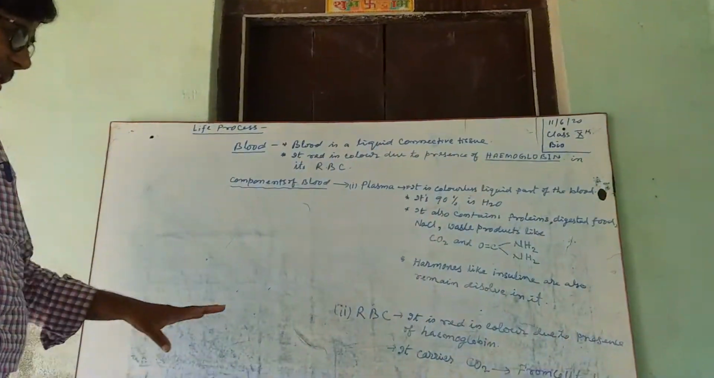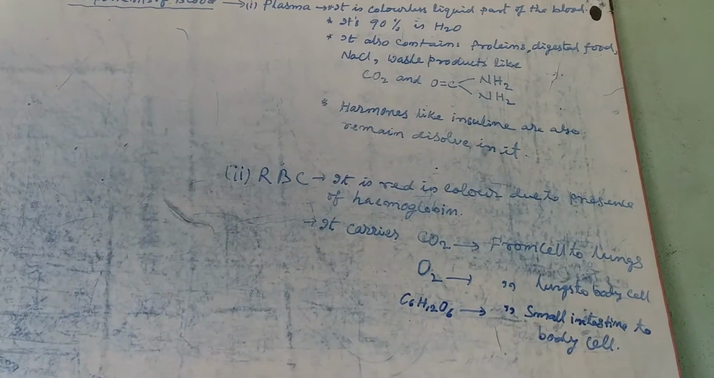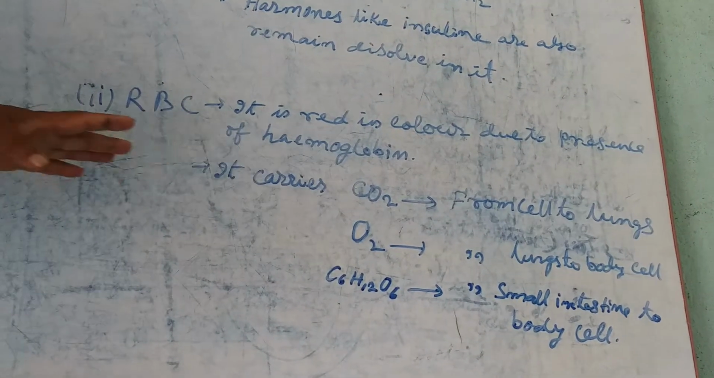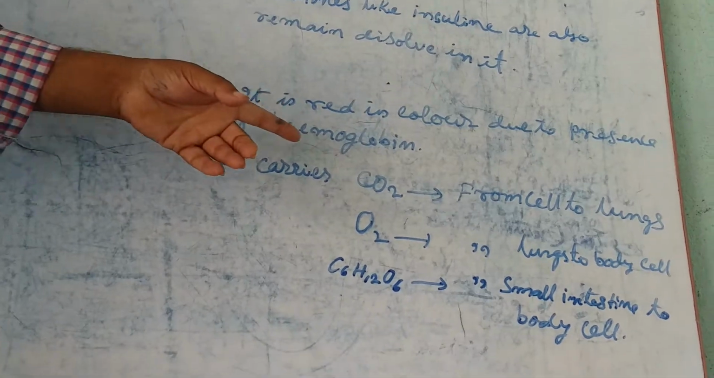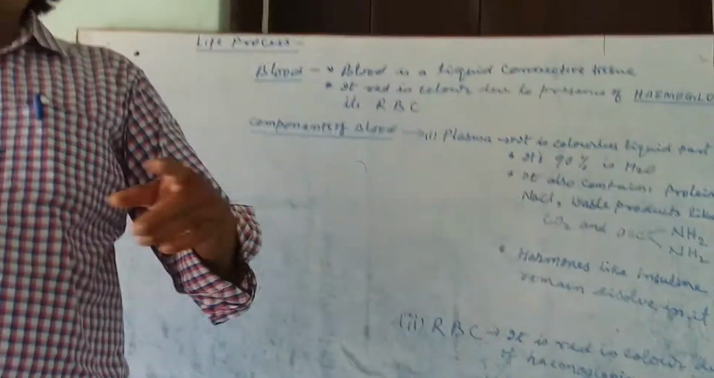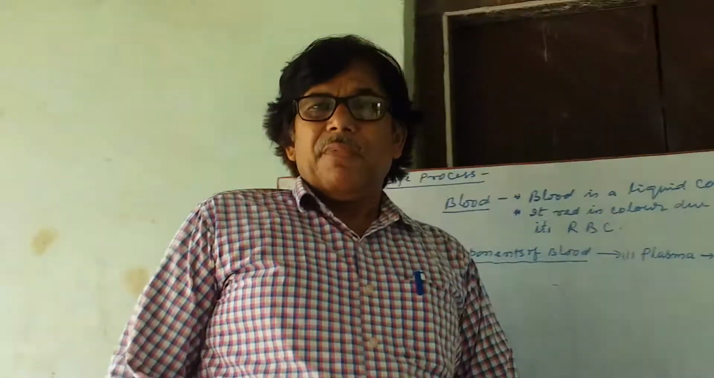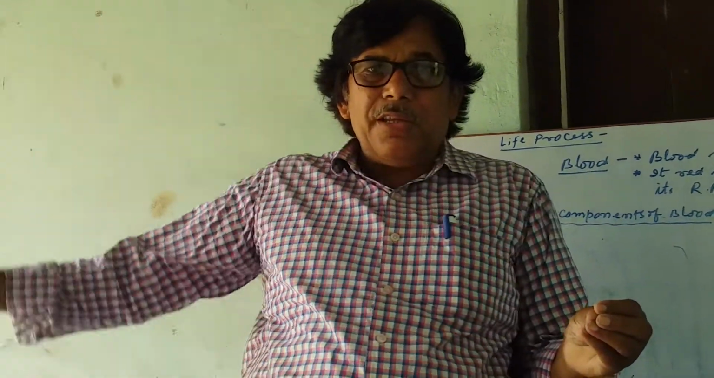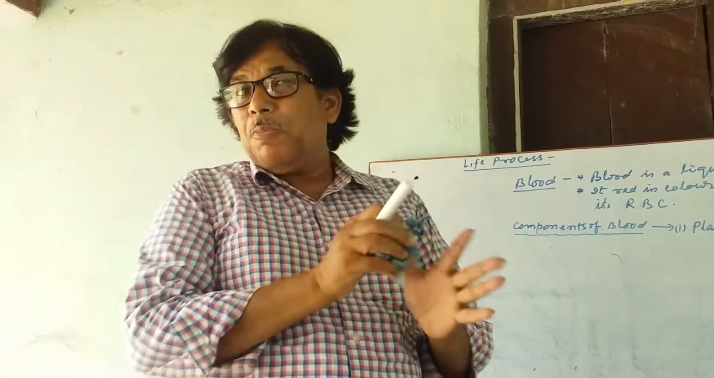Now we will study RBC. It is red in color due to presence of hemoglobin. RBC carries carbon dioxide from body cells or body tissue to lungs, and oxygen from lungs to all other body cells. It carries digested food that is glucose from the small intestine to all parts of the body cell.